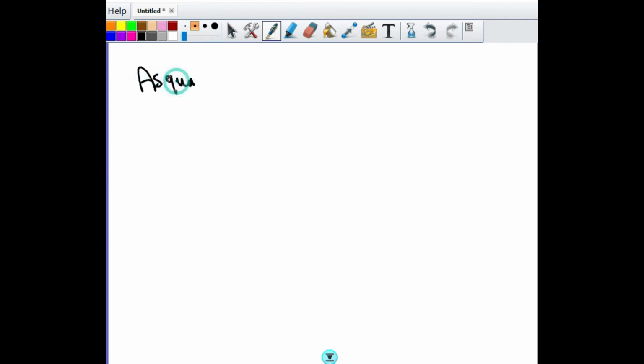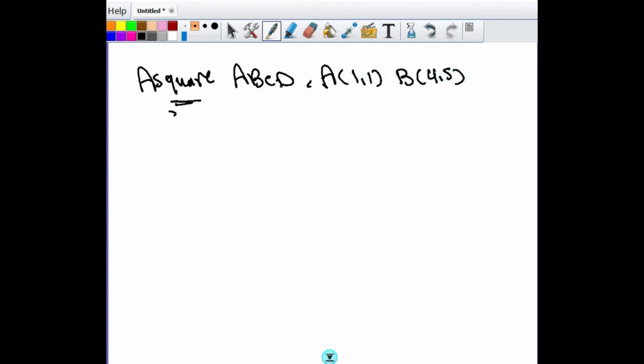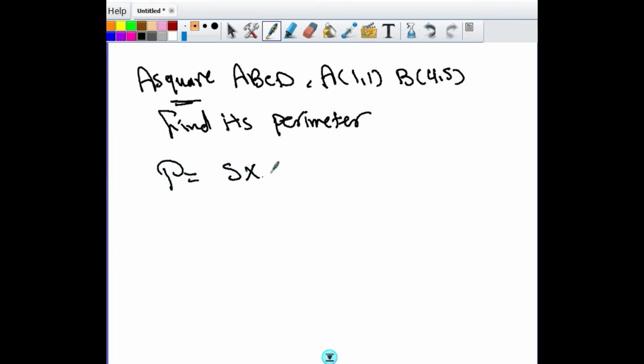The word square, when it says square, what comes to my mind? All sides are equal, diagonals are equal and perpendicular. A square A, B, C, D, where point A is 1 and 1 and point B is 4 and 5. Find its perimeter.